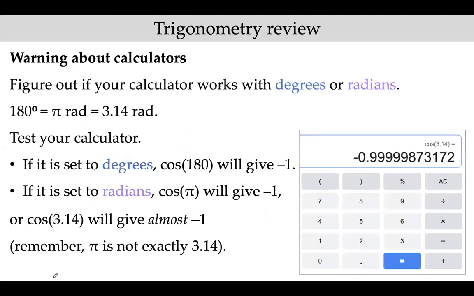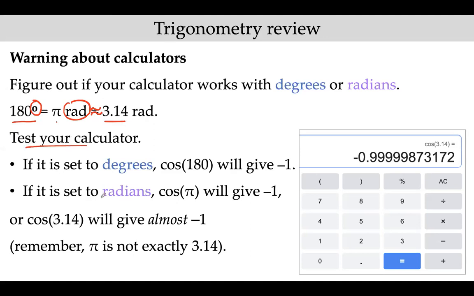Okay, so one warning about calculators. You have to figure out if your calculator works with degrees or radians. So now remember 180 degrees. So these are all units, right? This is a unit of degrees. 180 degrees is pi radians. This is another unit. See, number unit, number unit, number unit. And pi is approximately 3.14. I have to actually have an approximate sign here. Not exactly 3.14, but it's approximately 3.14 radians.